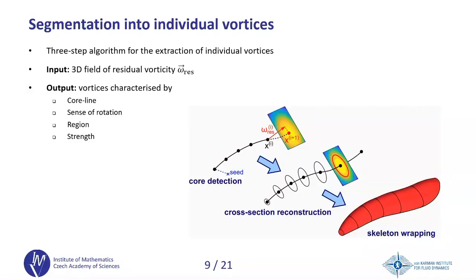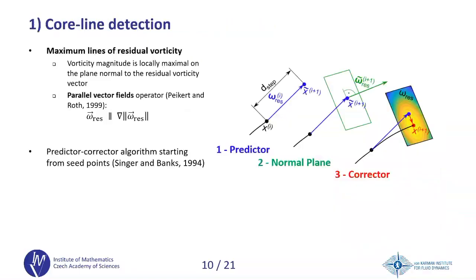We designed this algorithm, which has 3 steps. In the first step, we identify the core line. This is very similar to what was actually described in the previous speech, but we took a bit different approach. The definition of our core line is that it's the maximum line of residual vorticity. What does it mean? If you are at the core line and you construct a plane orthogonal to the local residual vorticity vector, then the maximum of residual vorticity magnitude in that plane should be at the core line point. So that's what you see here in the final step.